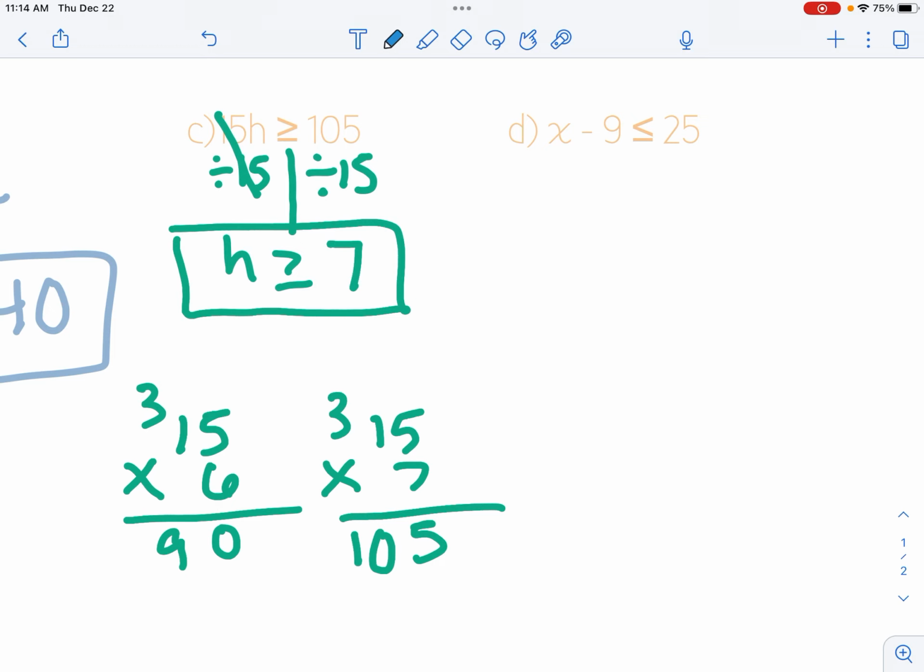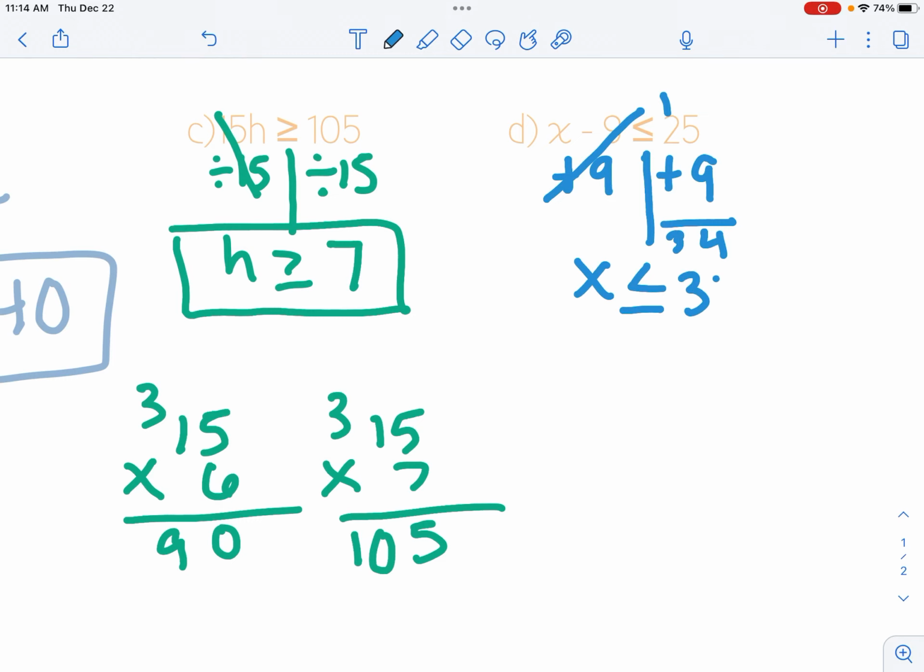Last one, draw your line down. You see that subtraction is being used. So the inverse or the opposite would be to add. So I'm going to add 9 to both sides. These cancel out. I'm left with X is less than or equal to. And I'm going to go ahead and add 25 and 9 here. So I have 9 plus 5, which is 14. Carry my 1. So now I have 2 plus 1, which is 3. So X is less than or equal to 34.